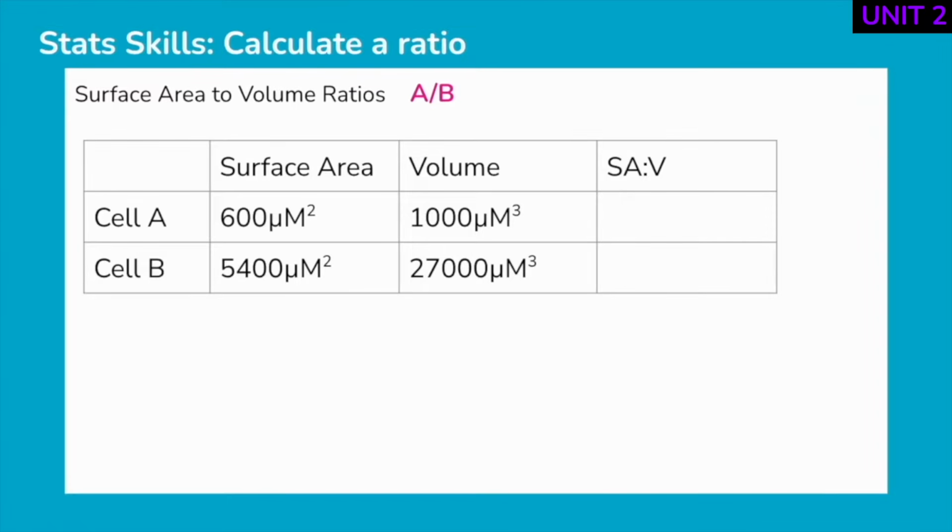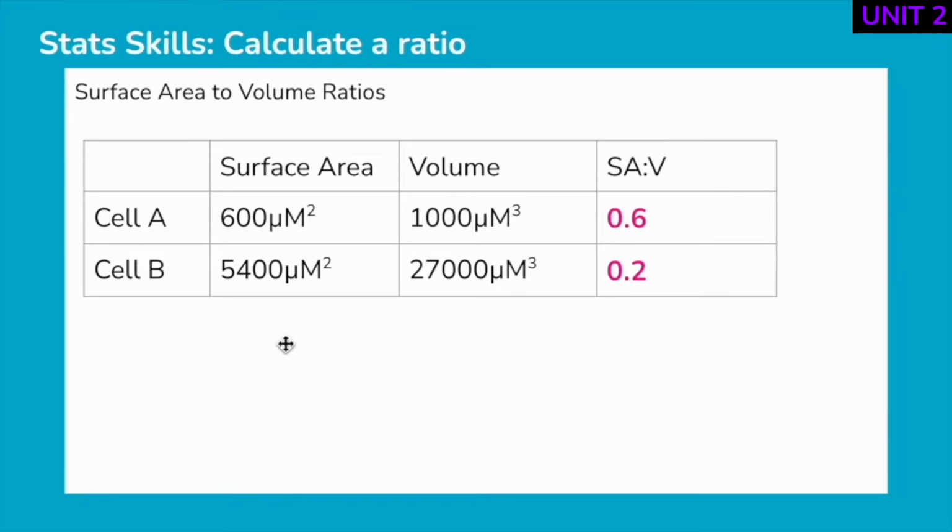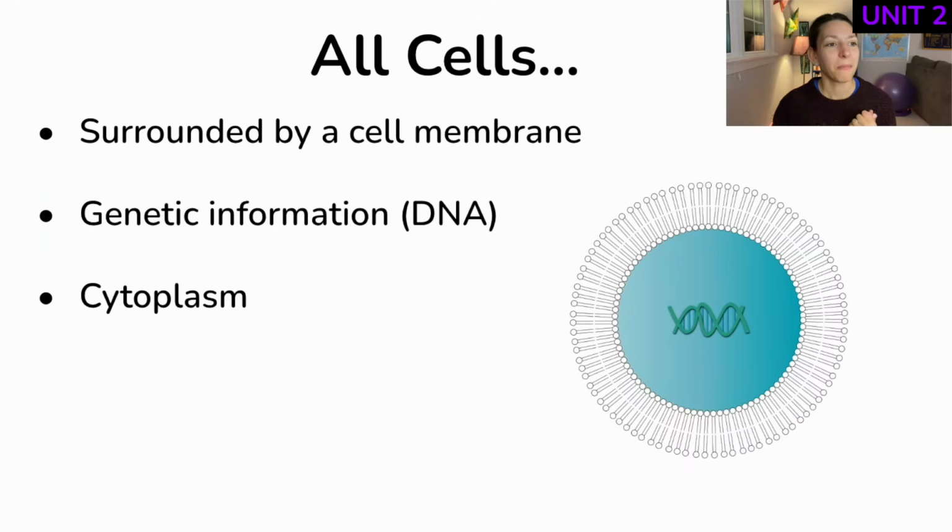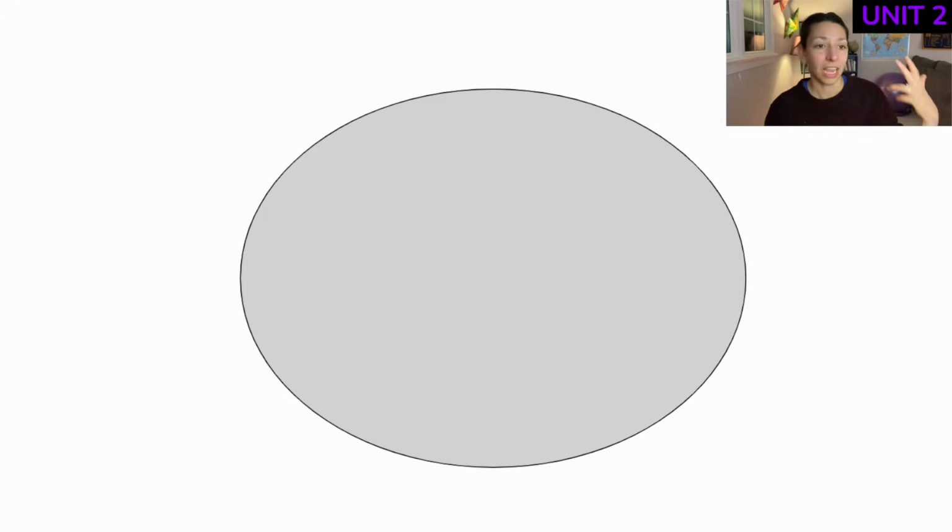In this case, it's already given the surface area and volume, so you don't have to calculate those separately. But to calculate the rate, we just divide our first value by our second value, value A by value B. So in this case, that's 600 divided by 1,000 to give us 0.6. And then for our cell B, that's 5,400 divided by 27,000 to give us 0.2. In this case, cell A has the greater surface area to volume ratio, and so it is more efficient at exchanging material. But the membrane is really crucial for containing all the important materials of the cell.